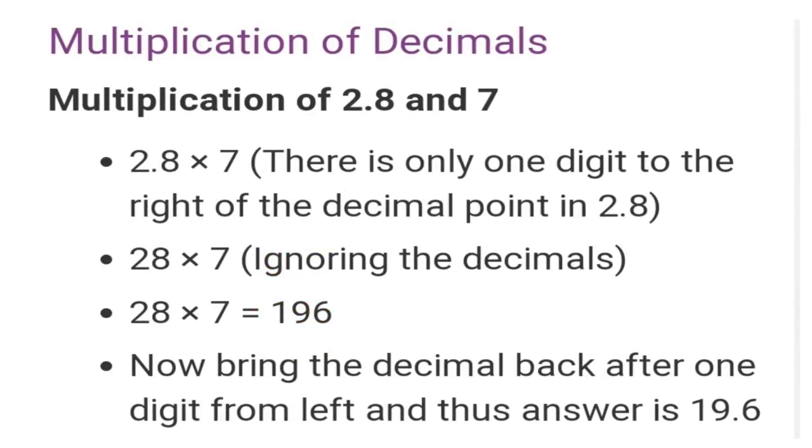Here, let us also learn about multiplication of decimal numbers. With the help of an example, let us understand it. Multiplication of 2.8 and 7. Well, there is only one digit to the right of the decimal point in 2.8. Thus, first of all we'll ignore the decimals and multiply 28 by 7 and get the result 196. Now we will bring back the decimal after one digit from the right, and thus our answer is 19.6.